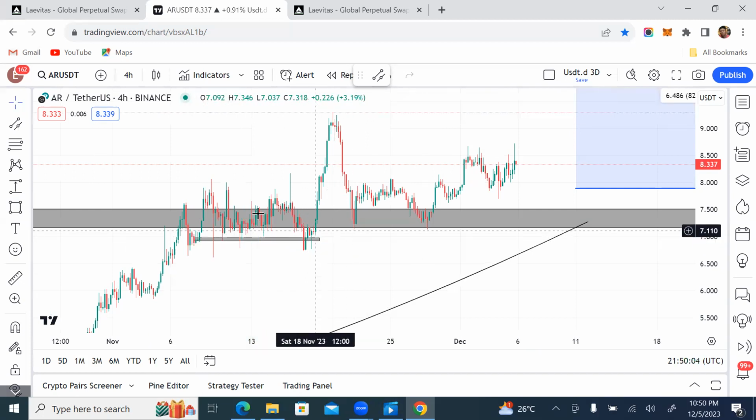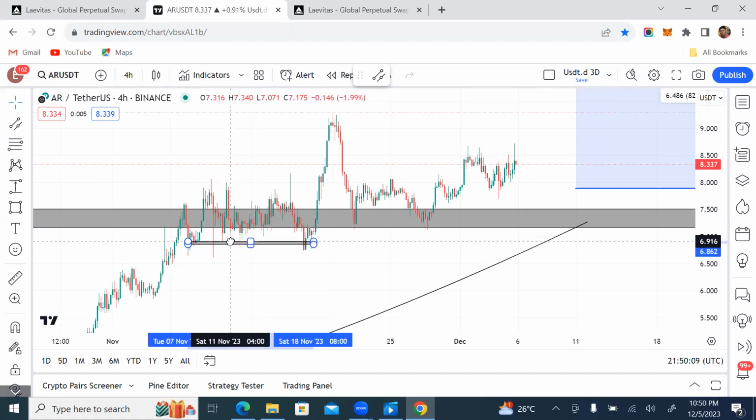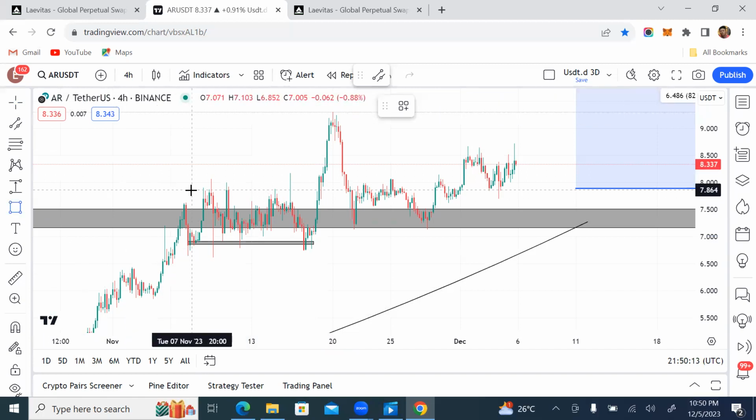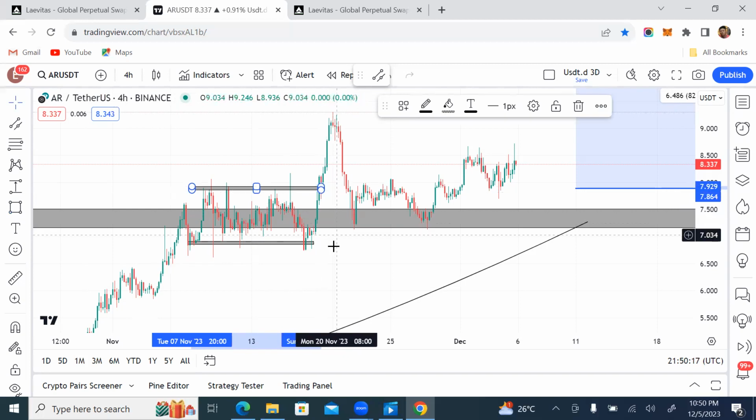Okay, we've gotten a range bound somewhere around here. Gotten another range bound. Price broke out, we had a break of structure, and price came to retest. There's an order block here. Price came to retest the order block on the weekly time frame. You see it.